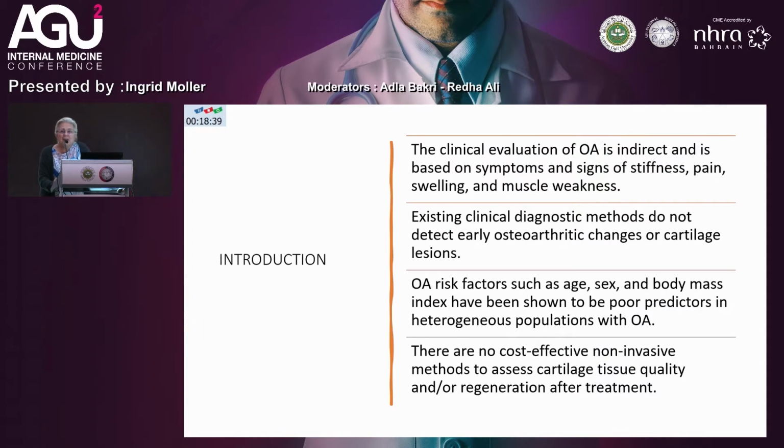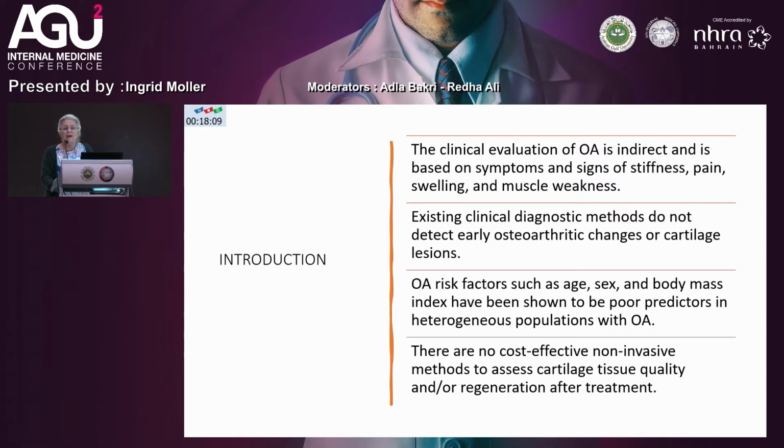What happens with the clinical evaluation is really very, very poor. It's indirect, it's based on symptoms, mainly on pain, because if there is no pain, the patient doesn't mind. So pain, swelling, and sometimes muscle weakness, something like sarcopenia. That is a new concept that is not so new, but is more and more interesting every day.